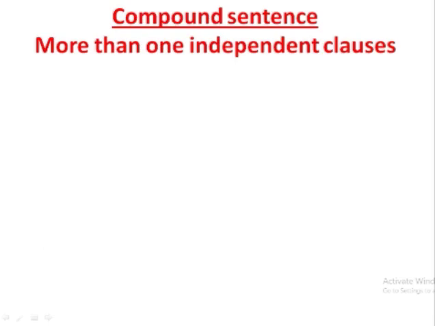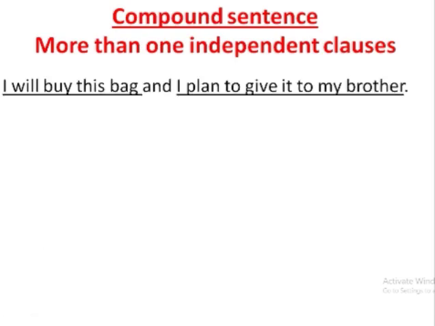Now the next one is a compound sentence. In a compound sentence, there's more than one independent clause. So that's also easy. For example, this one, I'll buy this bag and I plan to give it to my brother. So there's a conjunction in between and there are 2 independent sentences. They themselves are independent sentences. For example, the other part of this sentence, the first sentence. So if we say I plan to give it to my brother, this is also complete. So these 2 independent clauses add up to make one compound sentence.